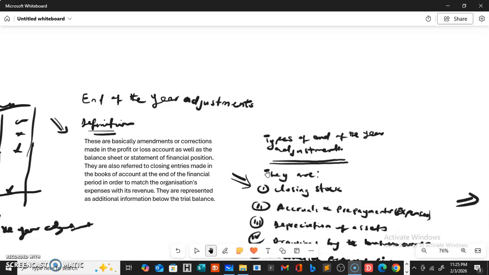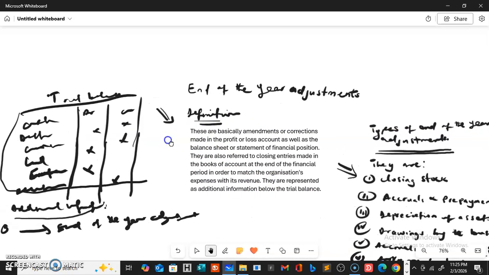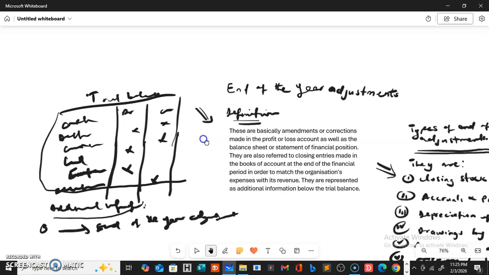So what we are simply saying is that this additional information is also quite relevant, and it is also referred to as closing entries that are made in the books of accounts at the end of the financial period in order to match the company's expenses with its revenue. Like I said earlier, they are represented as additional information in the trial balance. So let me just show you a format. Now we know this is how the trial balance looks.